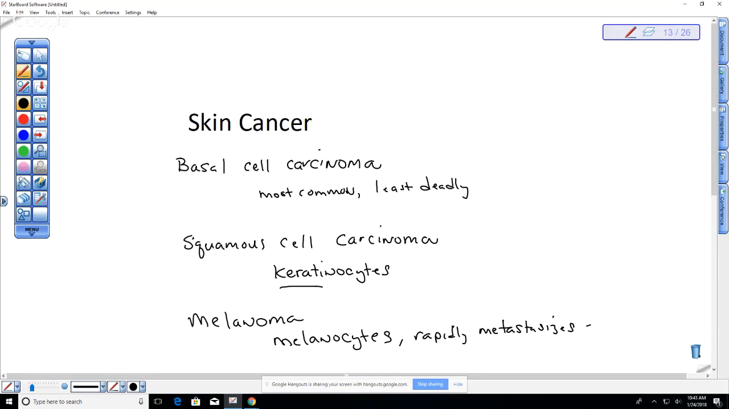So this means that when it gets metastasized, it goes into the circulation and could end up anywhere in your body. It could end up in your brain, it could end up in your lungs, it could end up in your liver. So that's melanoma.